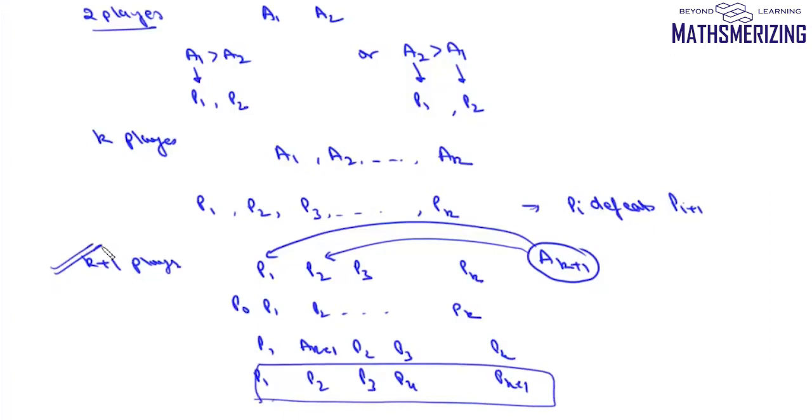So from induction we can say that the players can be arranged in an order P1, P2, P3, ..., Pn such that Pi has beaten Pi+1 for all i equals 1, 2, 3, up to n-1.